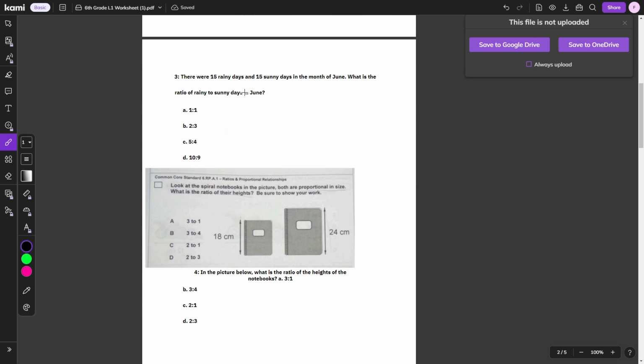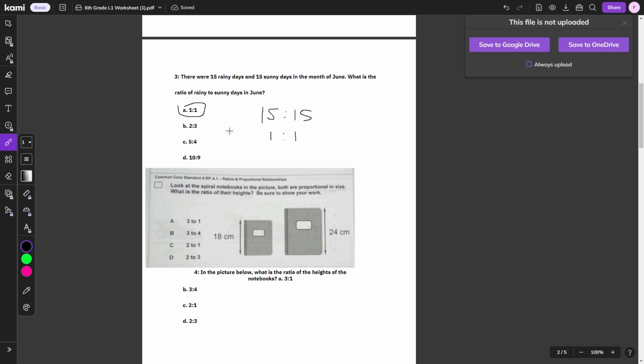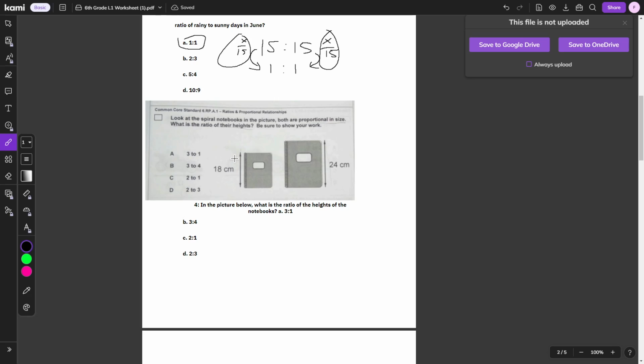Number 3. There were 15 rainy days and 15 sunny days in the month of June. What is the ratio of rainy days to sunny days in June? We have 15 to 15. And let's look at answer A here. We have 1 to 1. Same as multiplying, if you can divide by the same amount and have the same factor of division, then it's also a proportional ratio. So if you divide 15 by 15, then we have 1. What do you have to divide 15 by to get 1? 15. So since these factors are the same, that means A is the correct answer.